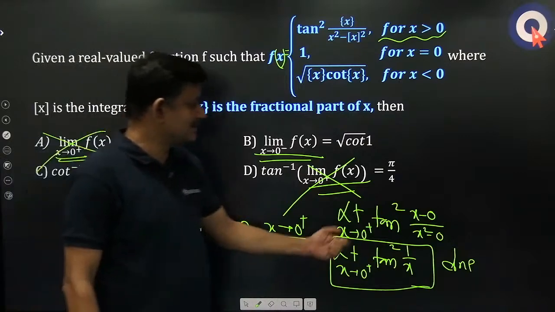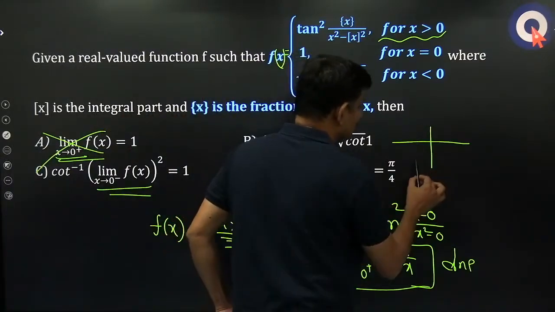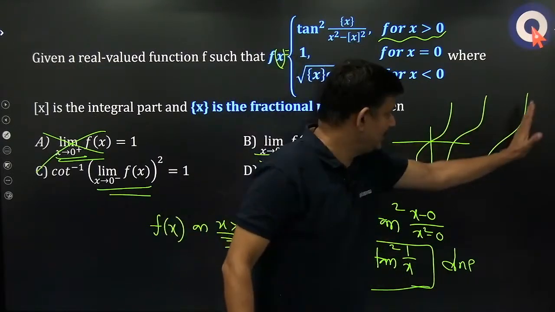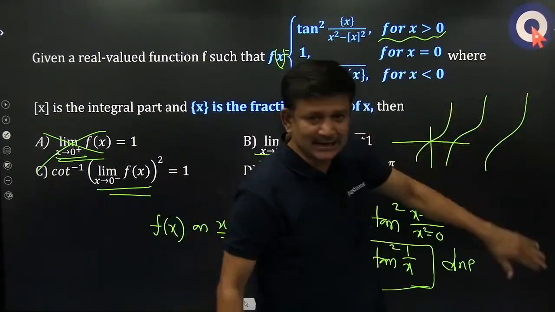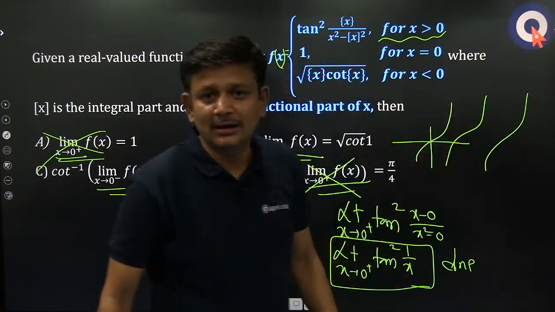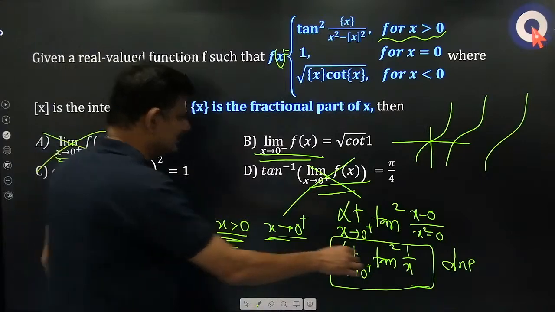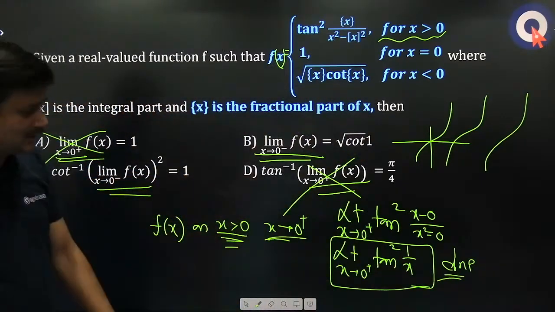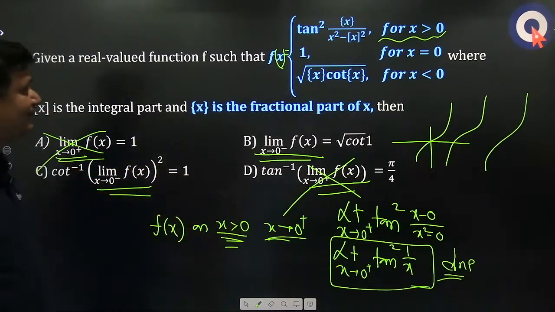Just because, what will the graph of tan x look like? As x tends to infinity, whether it is positive or negative, that part also I cannot say. So you cannot say anything about tan of an infinitely large number. That is the reason this limit does not exist. You cannot say anything about the right hand side of the function.